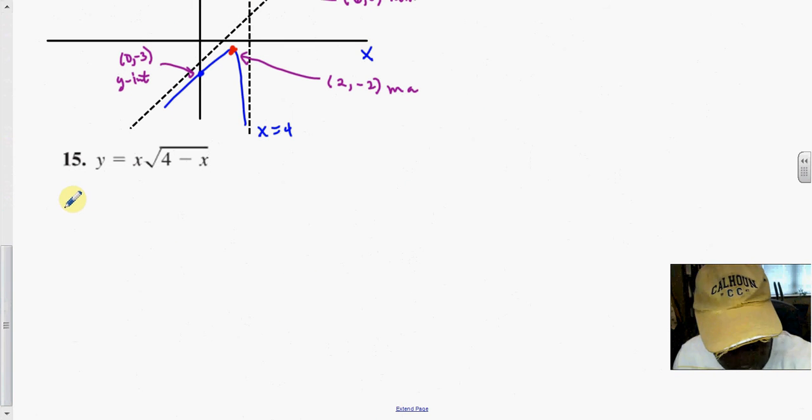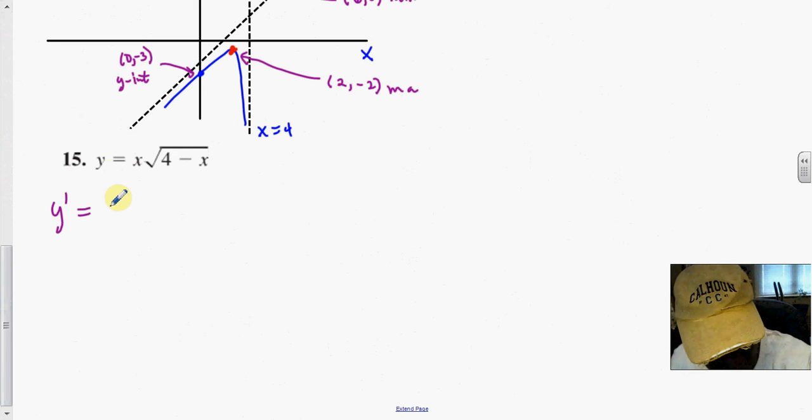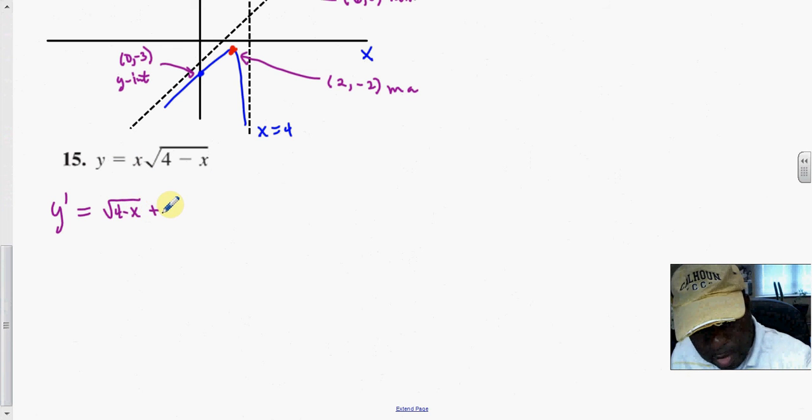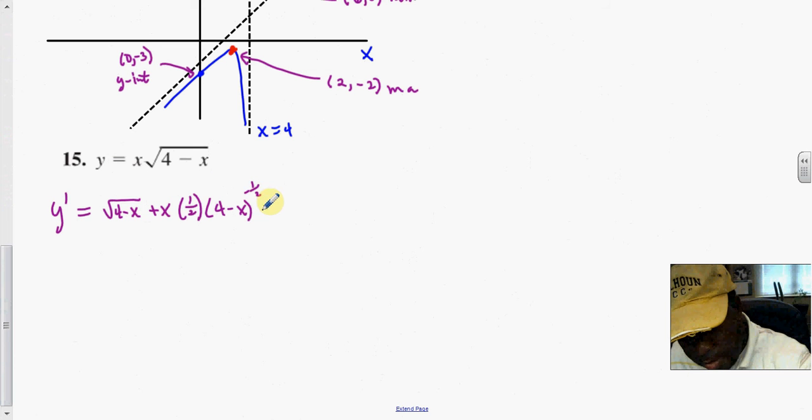Well, this guy, we need the derivative. It is not rational. It's not something divided by something else, but we can use algebra to detect how the graph is going to look. So we take the derivative of the first, excuse me, I'm still thinking quotient. The derivative of the first is 1 times the second plus the first times the derivative of the second. So we get 1/2 times 4 minus x to the negative 1/2 times the derivative of the inside, which is negative 1.